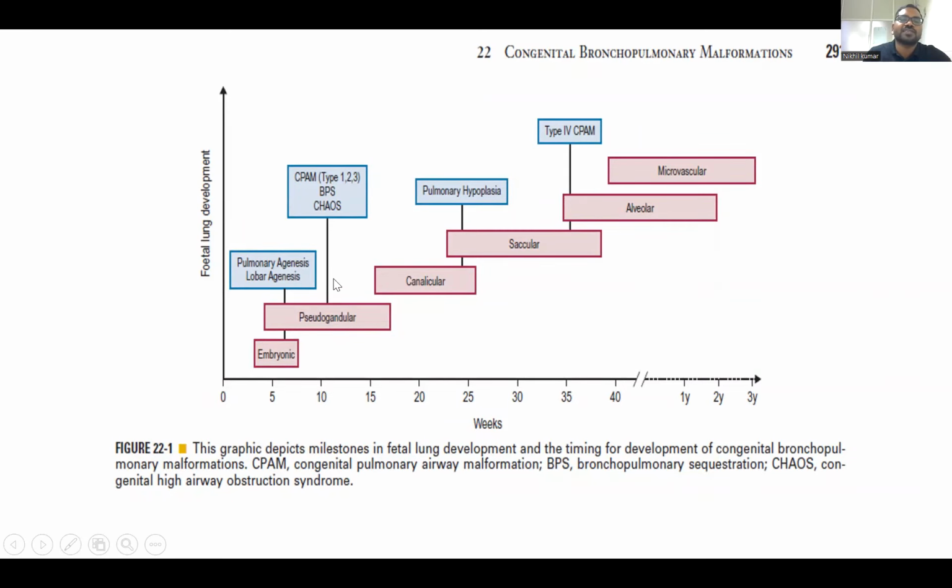In the pseudoglandular phase, CPAM, congenital pulmonary adenomatoid malformation type 1, 2, 3, and bronchopulmonary sequestration can occur. And in the canalicular phase, pulmonary hypoplasia can occur, and type 4 CPAM can occur in the alveolar and saccular phases. So this is the pictorial representation of the different stages of lung development, and what congenital malformations can occur in the different stages of lung development.